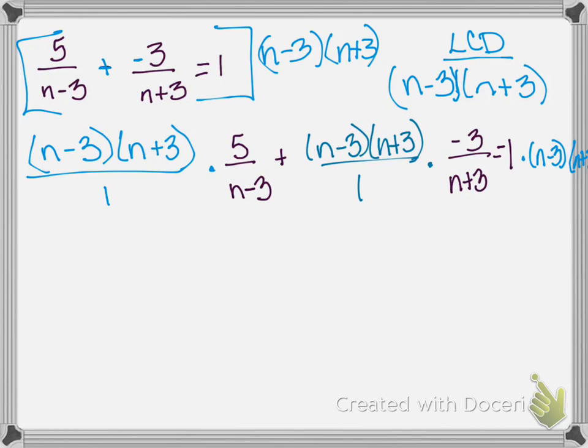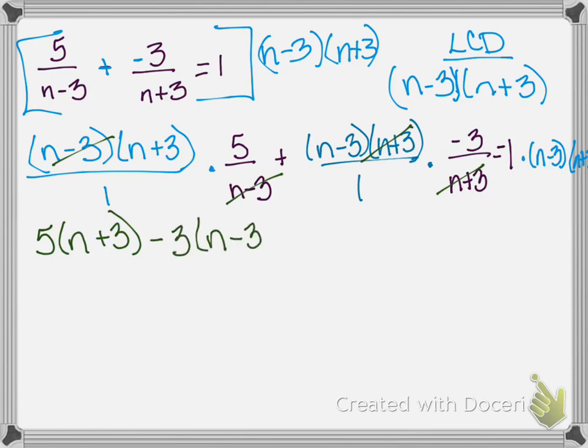So, n minus 3, that cancels. I'm left with 5 times n plus 3. Okay, n plus 3 cancel, so I'm left with negative 3 times n minus 3. And then remember, this is n minus 3 times n plus 3. I ran out of room. So I have 1 times n minus 3 times n plus 3. And that right there is the n plus 3. Okay? Now we have an equation that we can solve.